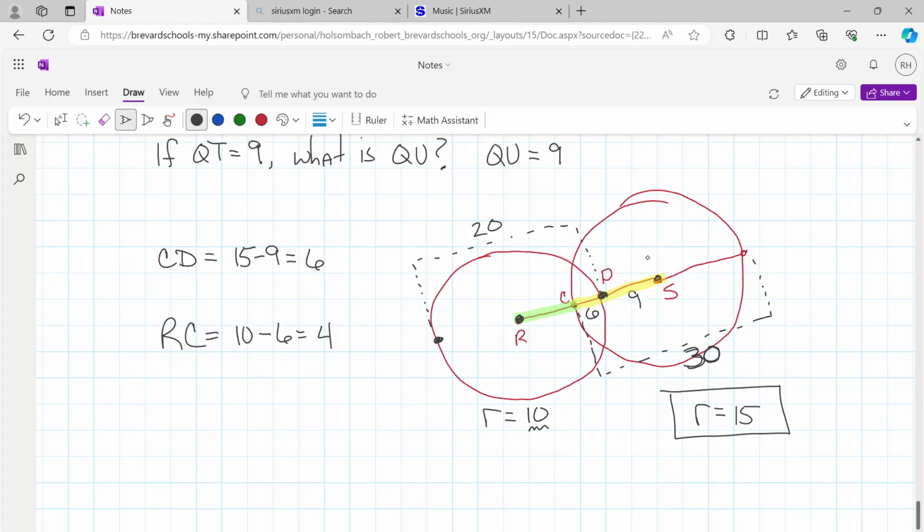All right, so you're going to have a couple problems where you're going to be given the diameter. You use the diameter to determine the radius, and then you use the segment addition postulate to find the missing piece of a radius based on given information. Any questions?